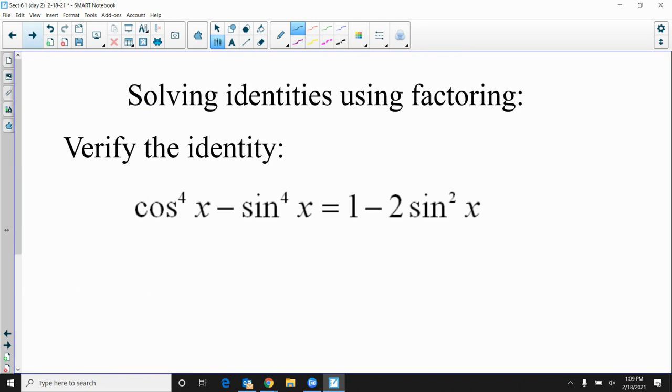All right, something else that comes up: factoring. It comes up in different types of factors. So copy that one down if you would.